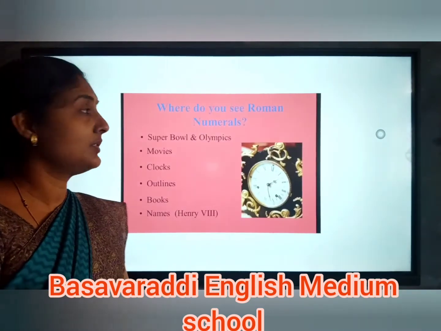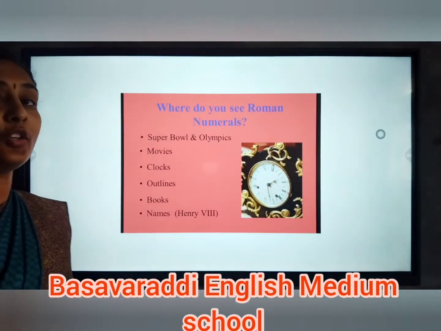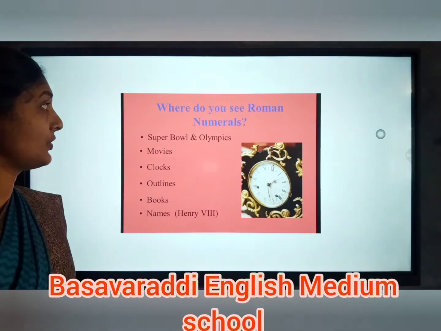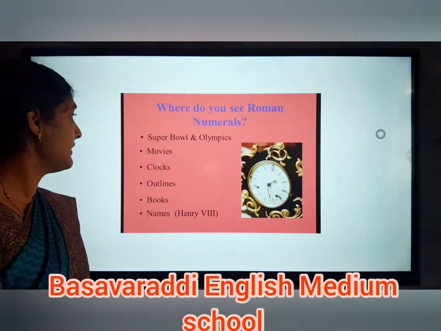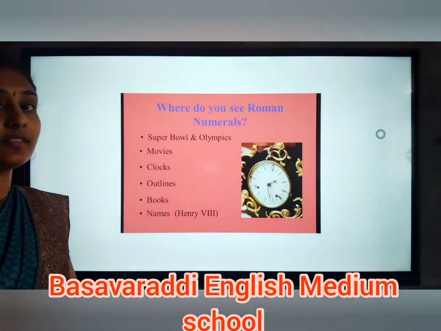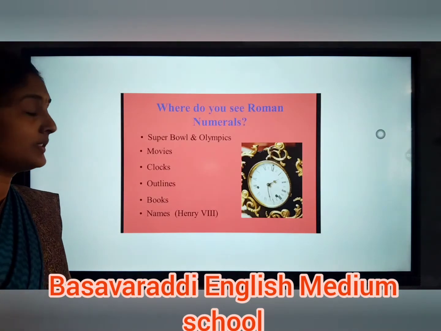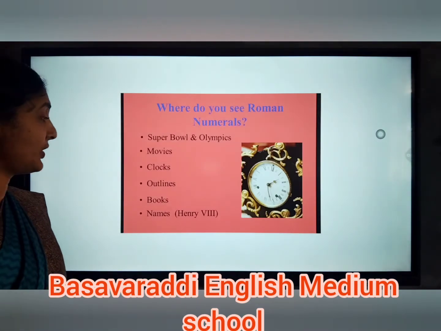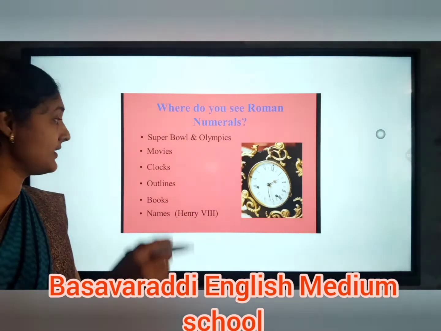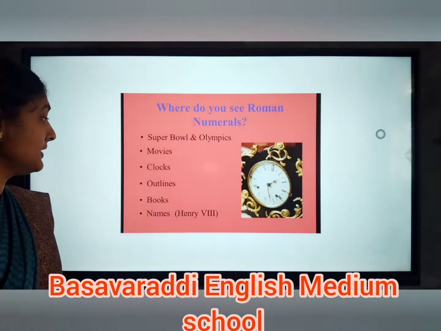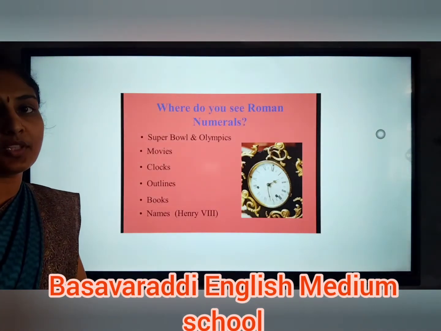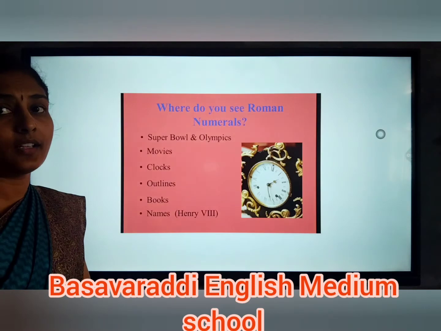where do you see Roman numerals? In a Super Bowl or in the Olympics, in the movies, then in the clocks, then in outlines, we are using them to show the outlines, and in books. Next one, in names also. So for example, Henry III.